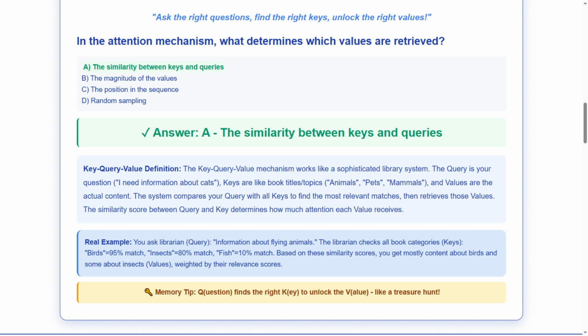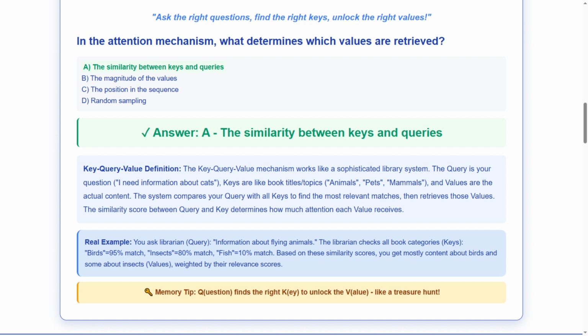In the attention mechanism, what determines which values are retrieved? Your choices are A. The similarity between keys and queries, B. The magnitude of the values, C. The position in the sequence, or D. Random sampling. The answer is A. The similarity between keys and queries.